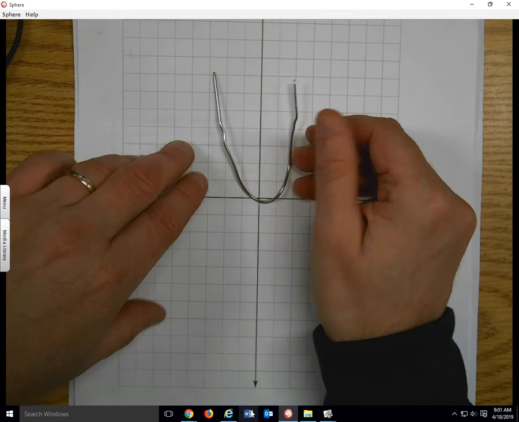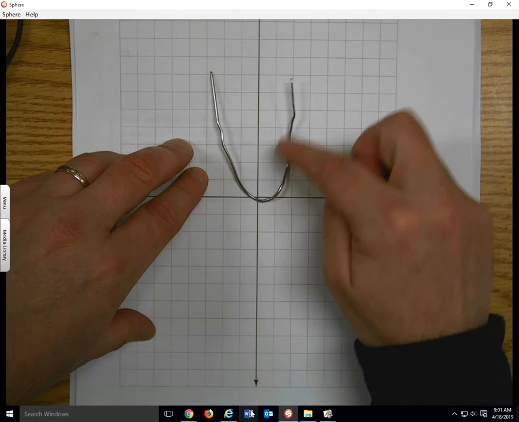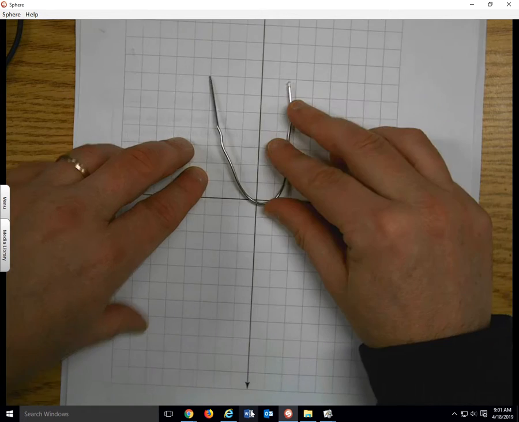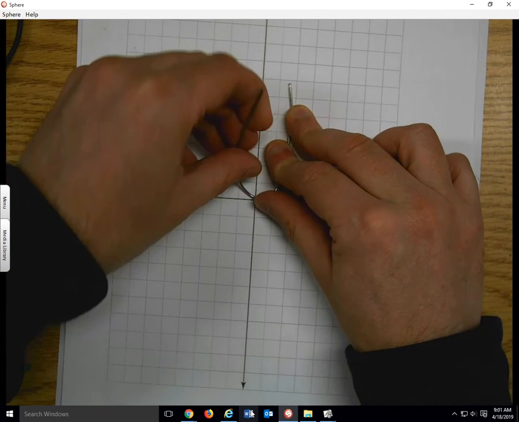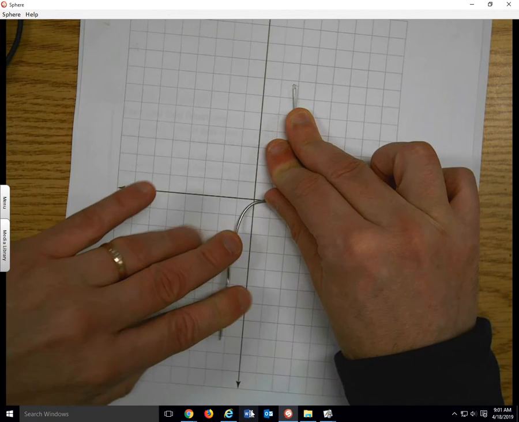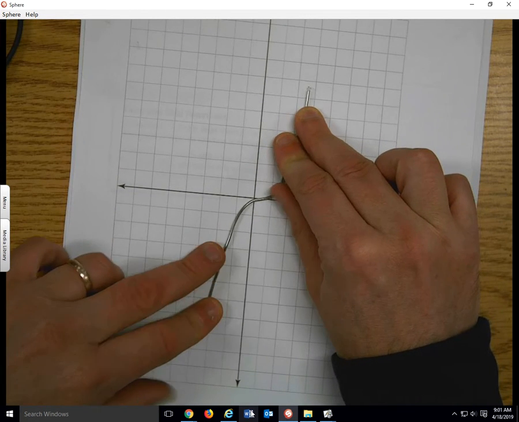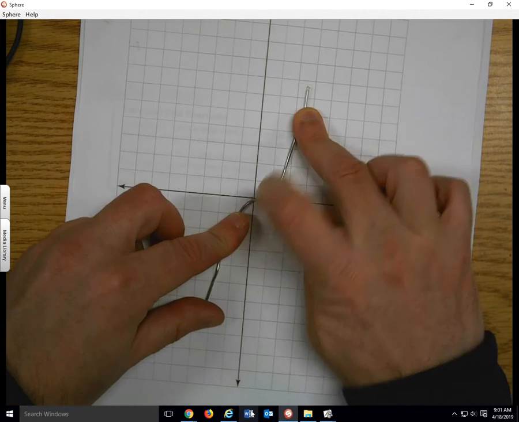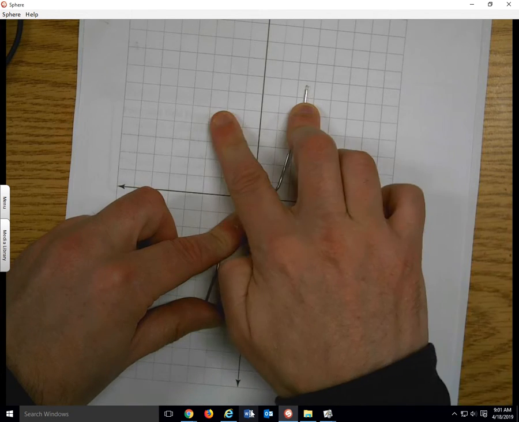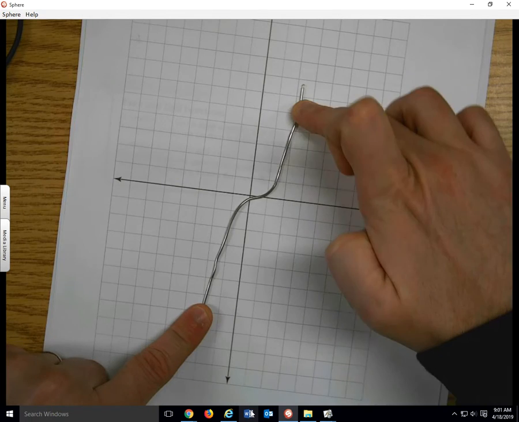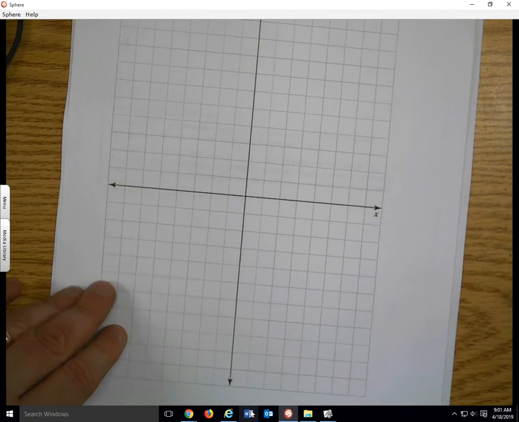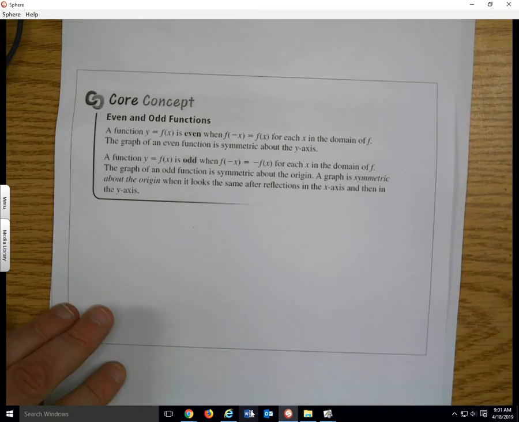So for something to be odd, there'd be two reflections. If something is on one side of the y-axis, it would reflect on the other, but it would reflect again, going downward. So that's why they say it's reflecting around the origin, this center part here, because it reflects this way and then it reflects downward, and it would look like this. And that would be an odd function. Okay, that was last video.